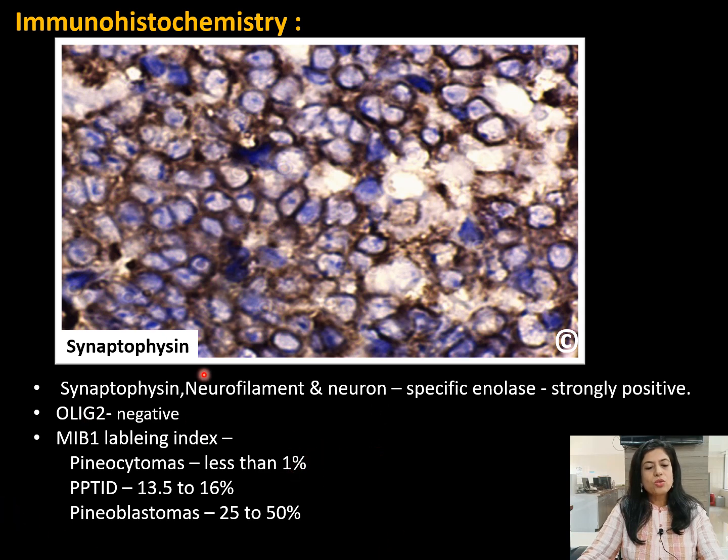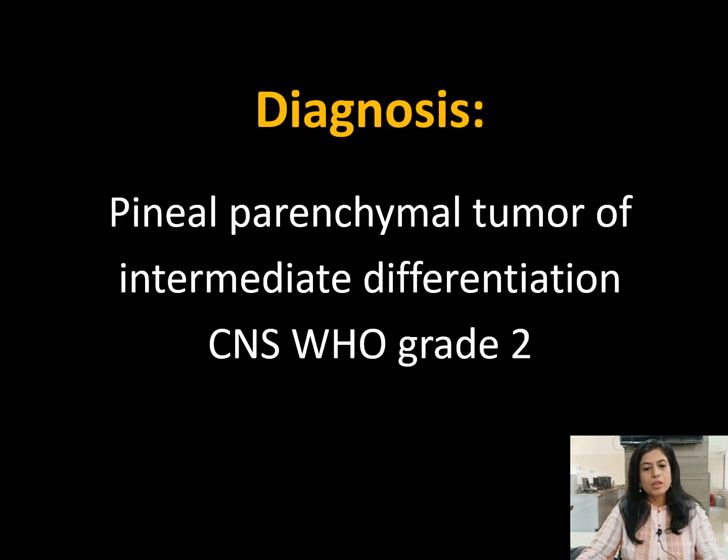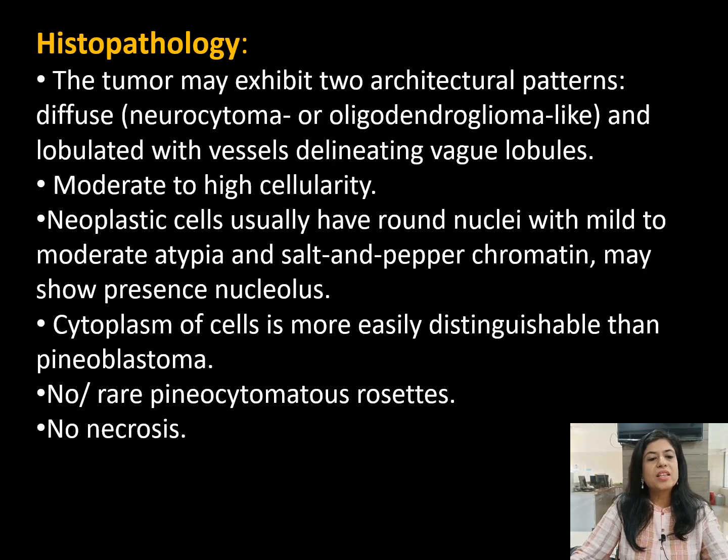And now coming to the MIB1 labeling index, the pineocytomas will show less than 1 proliferation index. In the PPTIDs, the range is between 13.5 to 16, whereas in the pineoblastomas, it may range from 25 to as high as 50%. So in both the above cases, we rendered a diagnosis of pineal parenchymal tumor of intermediate differentiation, CNS WHO grade.